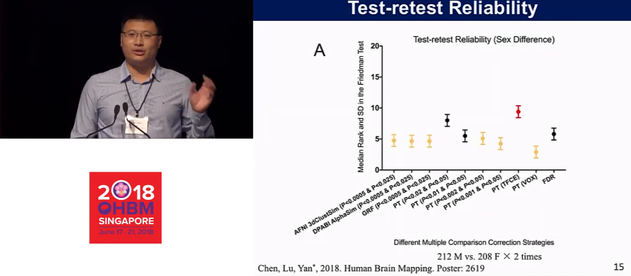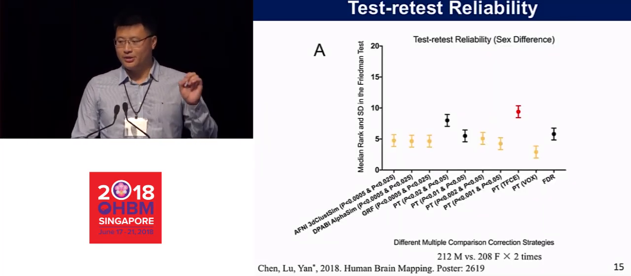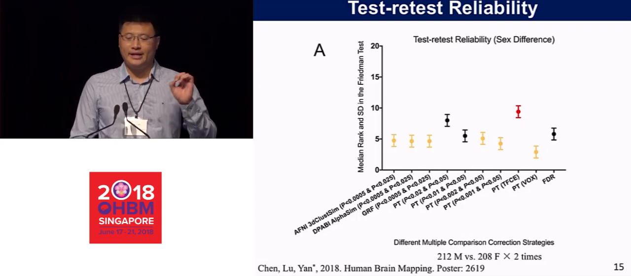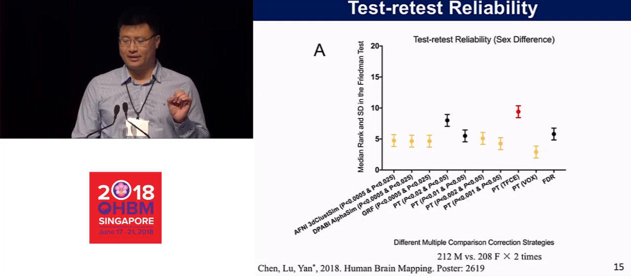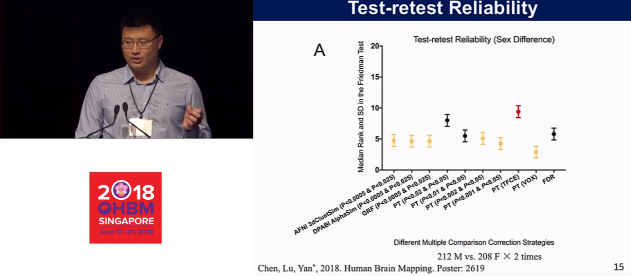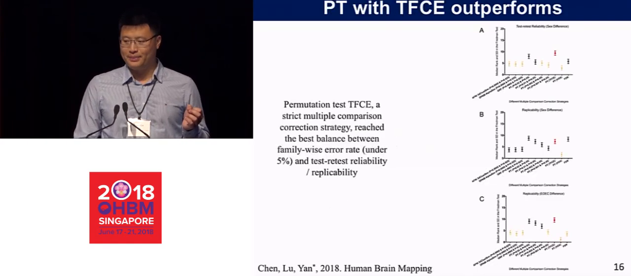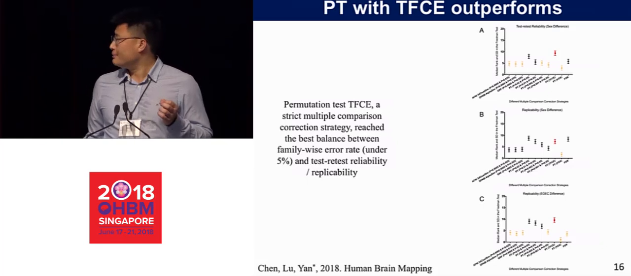Okay, so one jumps out: the permutation test with TFCE is significantly higher than the others, and it achieves the highest test reliability. So this is test reliability. We also look at whether the differences can be replicated in a different data set. We call that replicability. And this is the center one.